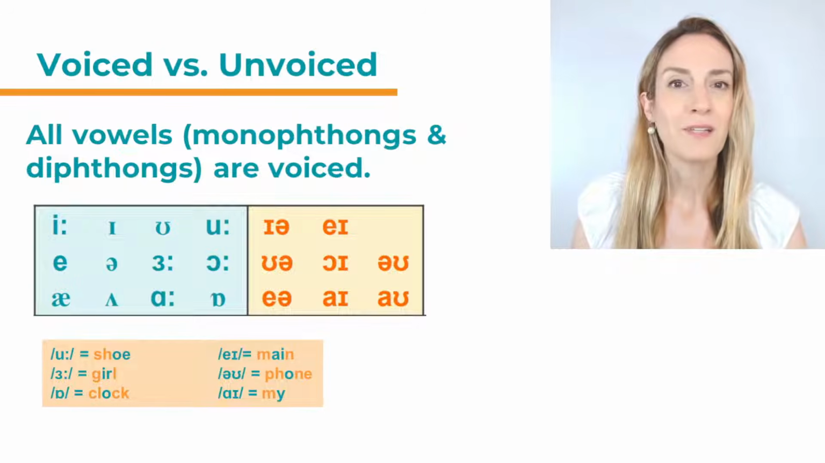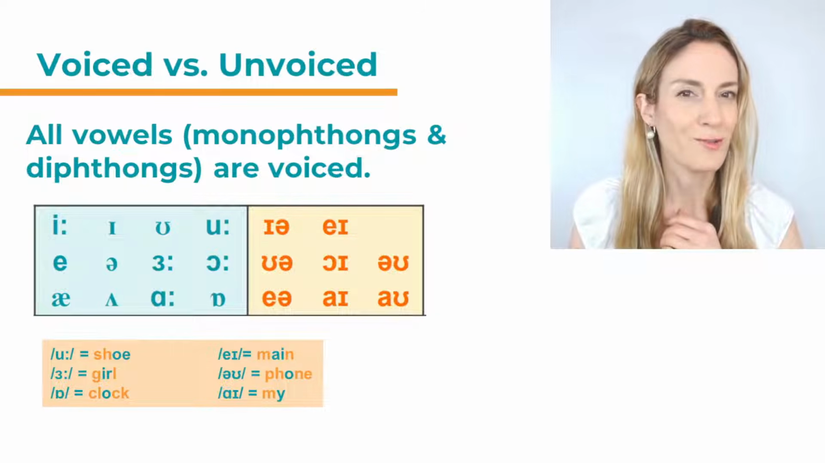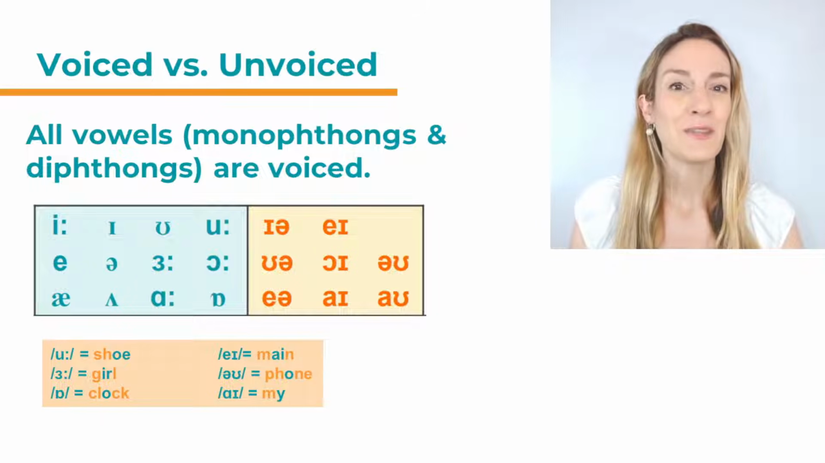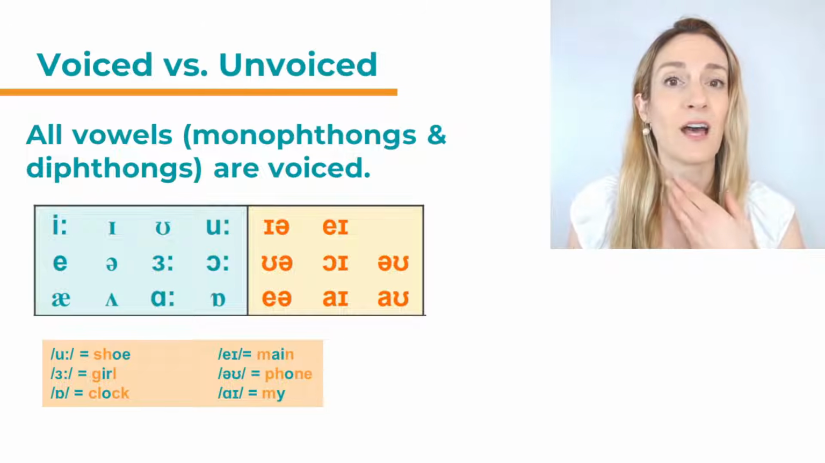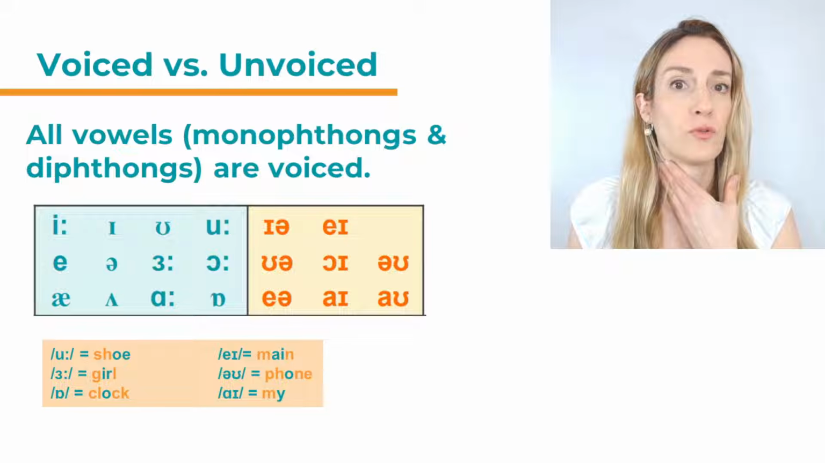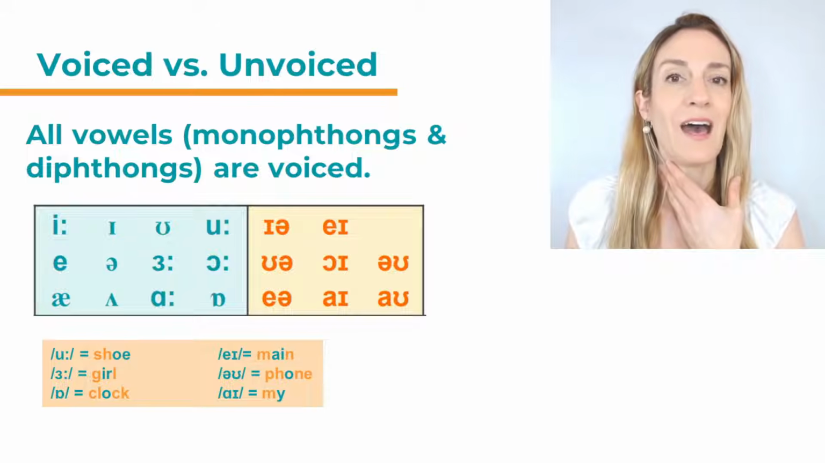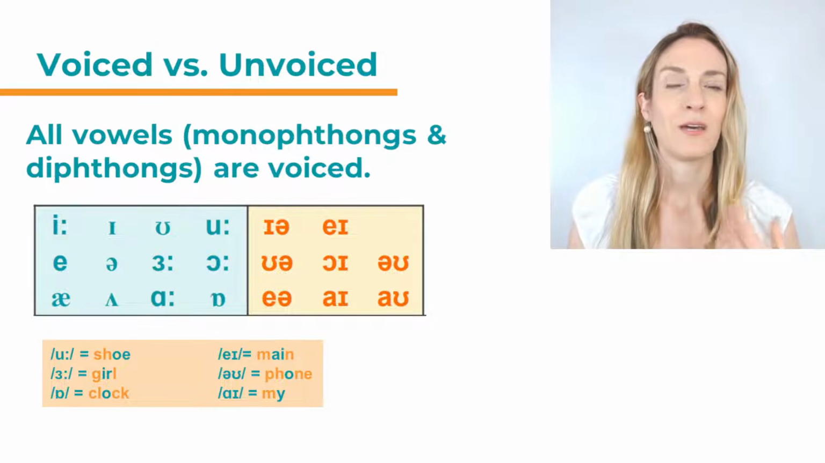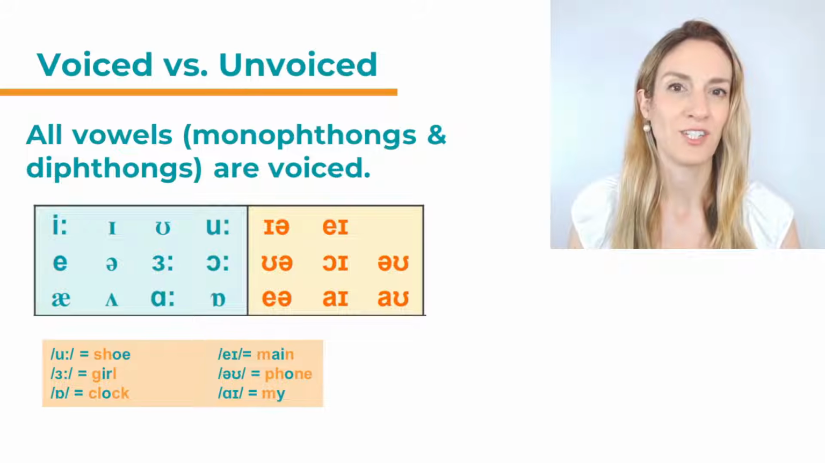Now, let's have a look at a couple examples. And again, you can use your hand, put it lightly on your throat. Don't press too hard, just very lightly. And say the words after me and see if you can feel the vibration in your throat. So, for example, we have the sound oo in shoe. Then we have the sound in girl. Then we have in clock. A in main. O in phone. And I in my. All of those are voiced sounds, and hopefully you were able to feel the light vibration.